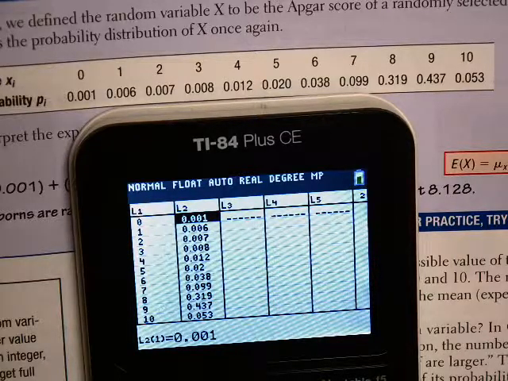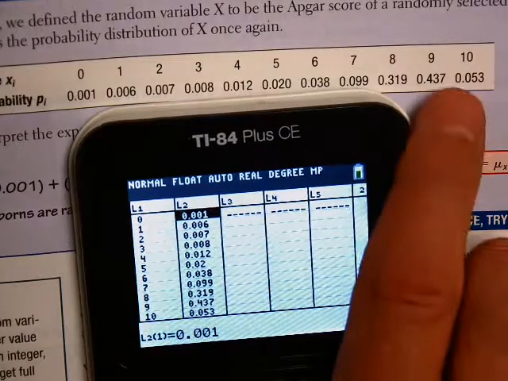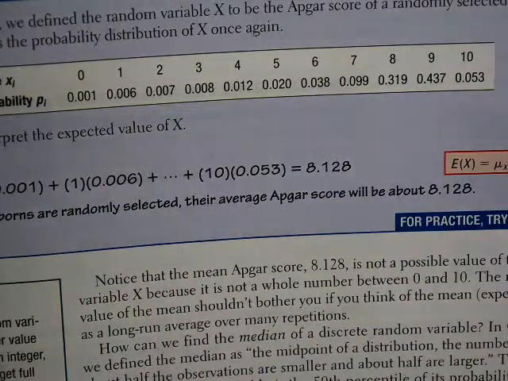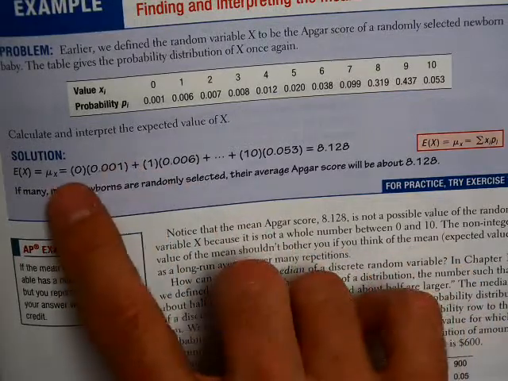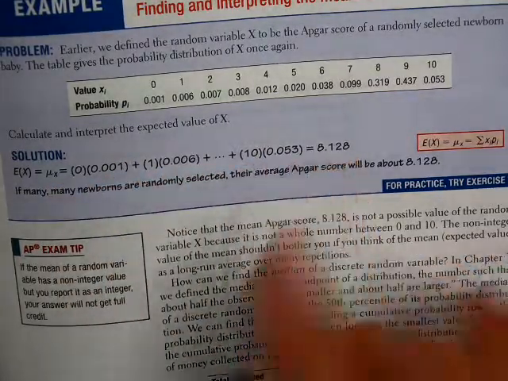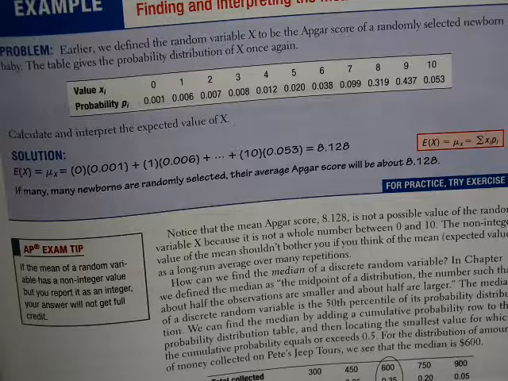So if we wanted to find the mean of these, we'd have to multiply the 0 times the probability, the 1 times the probability, the 2, and so forth, and then take the sum of all that. That would give us our mean score. On this page, they show that calculation. They don't really give us the formula here, but they show the calculation. But there's a better way, and that's why we're using the calculator.